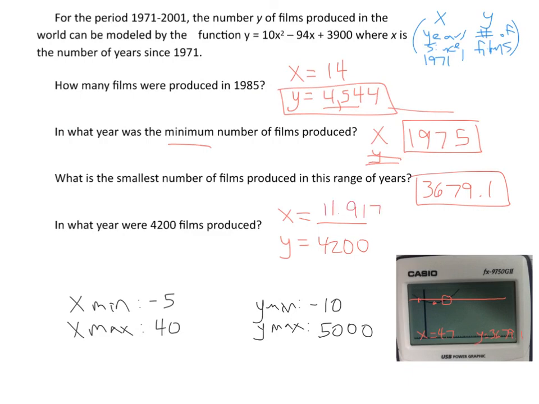11.917, which means in what year did that happen? Well, 1971 plus about 12 years, so we could estimate that to be just prior to 1959. So technically, I guess it was 1958, just very, very close to 1959. All right, more practice in class.